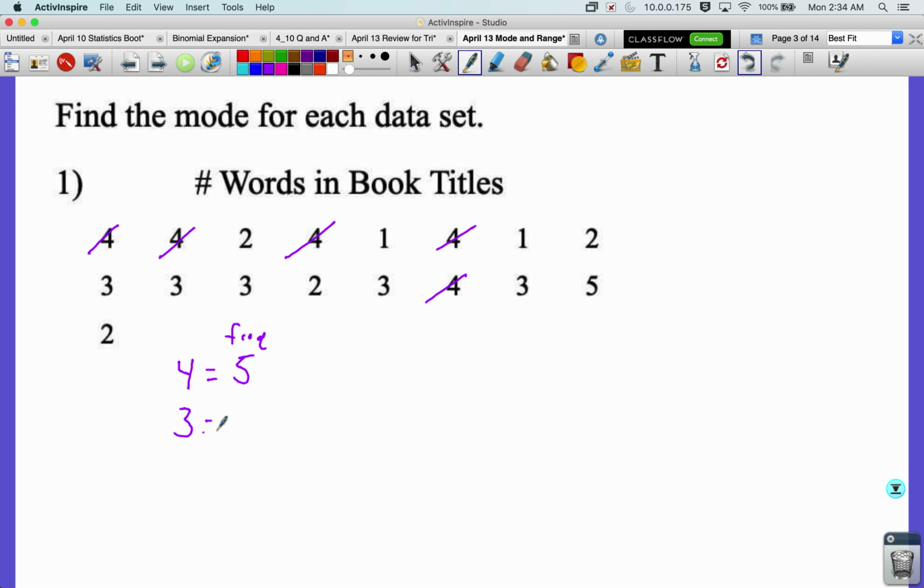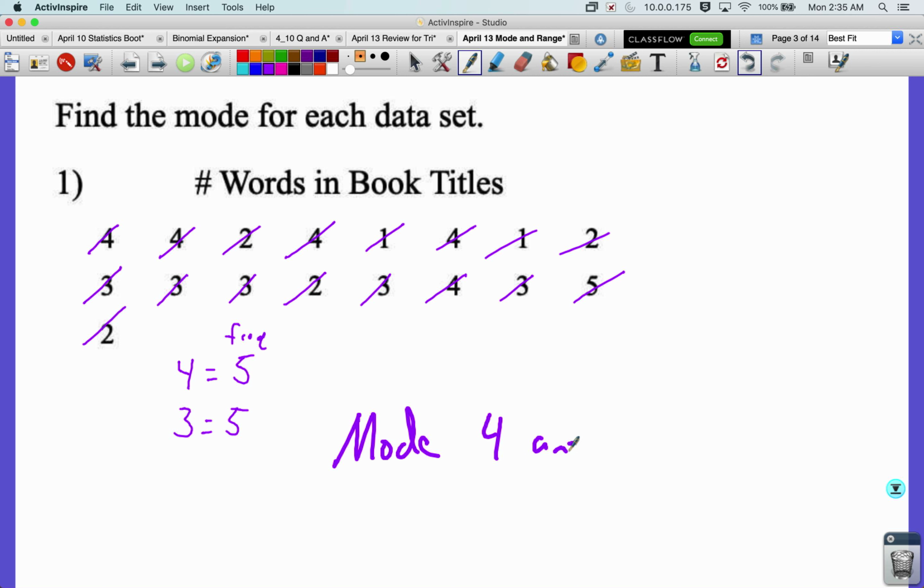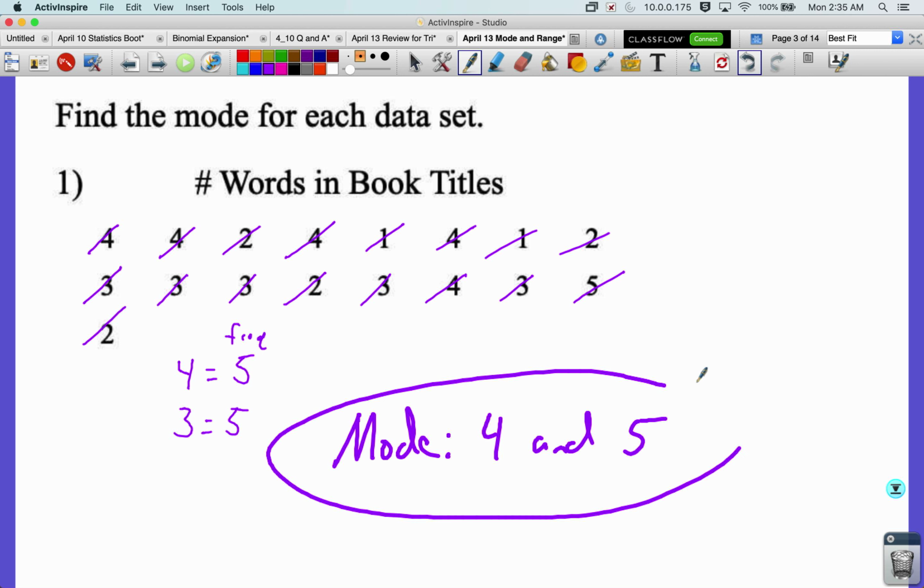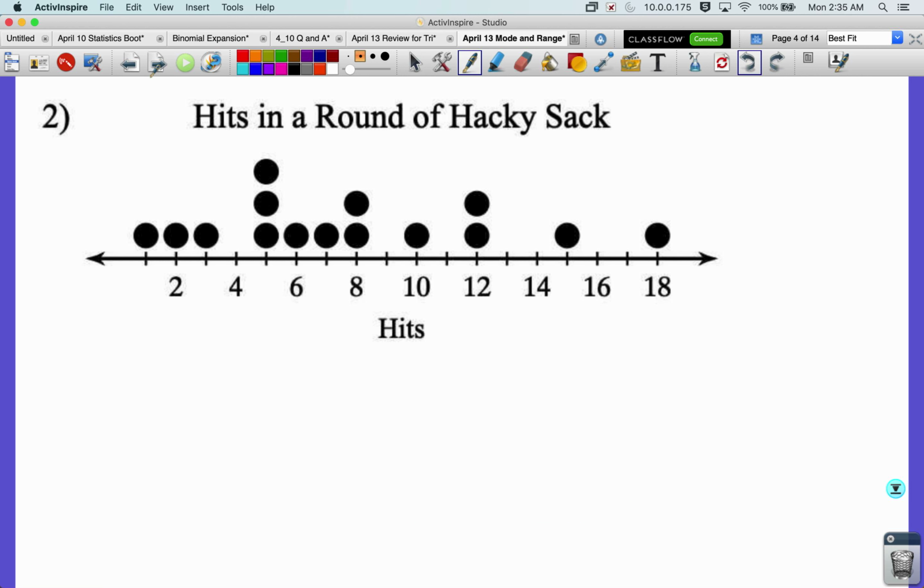All right, is there another number that looks like it could compete? Well, maybe the 3. So 1, 2, 3, 4, 5. So they both had 5. Anything else? Let's check the 2s. 1, 2, 3, 4. So that's not going to be the mode. Let's check the 1s, just 1, 2, and 1 for the 5. And so this is okay. You can have two numbers for the mode. So the mode is 4 and 5. We'd say just like that: mode is 4 and 5. They tied for most frequent.